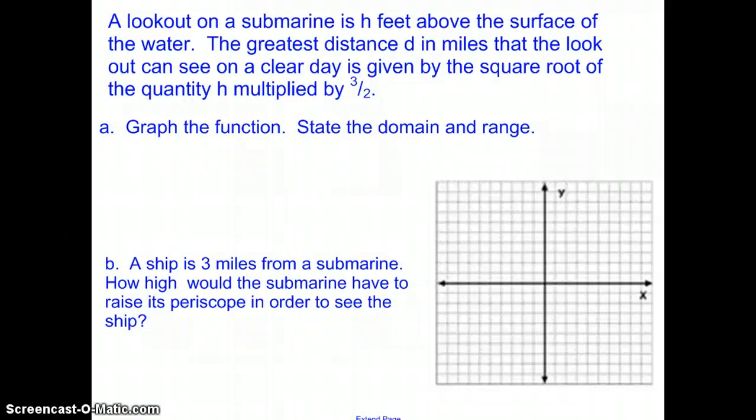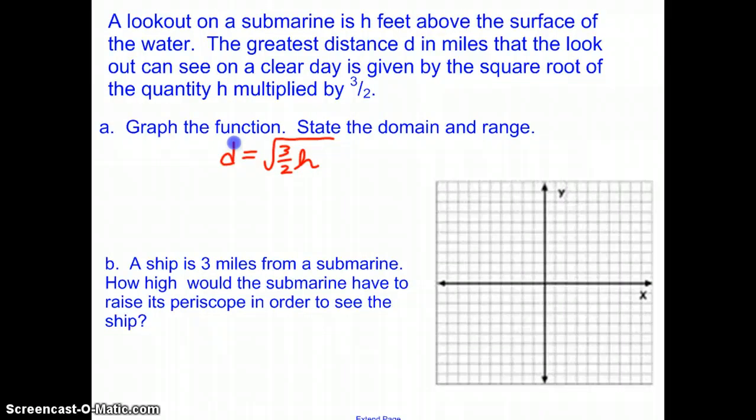Of course, it wouldn't be a good day if we didn't have a word problem. So, a lookout on a submarine is h feet above the surface of the water. The greatest distance in miles that the lookout can see on a clear day is given by the square root of the quantity h multiplied by 3 halves. That means our equation is d equals the square root of 3 halves times the height.